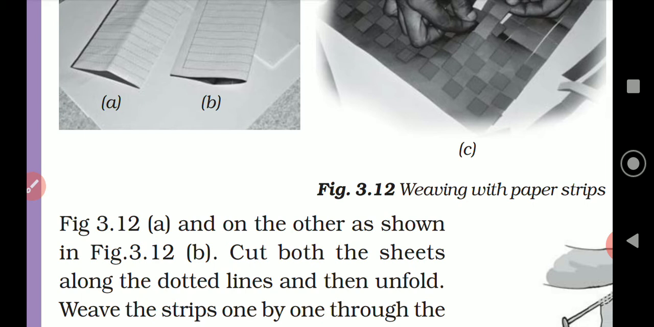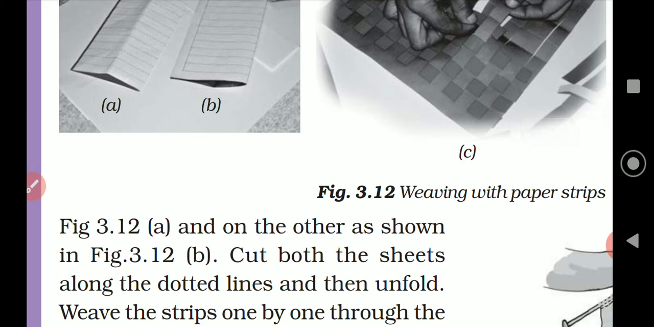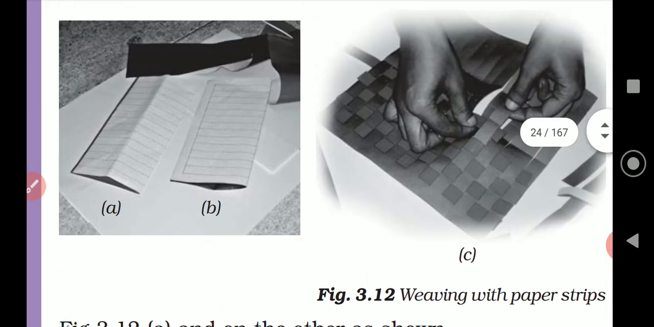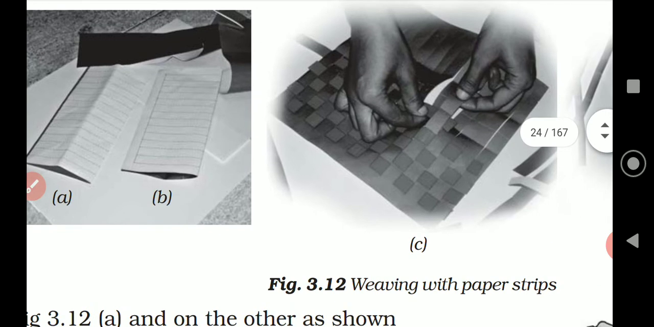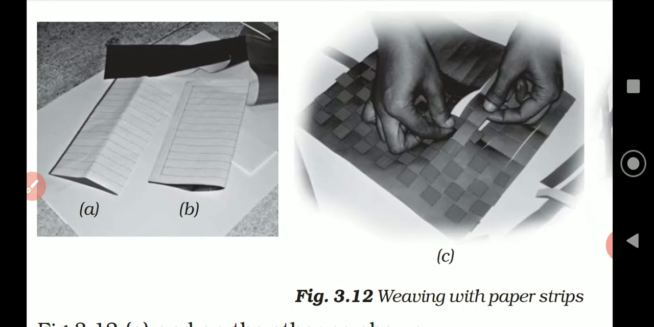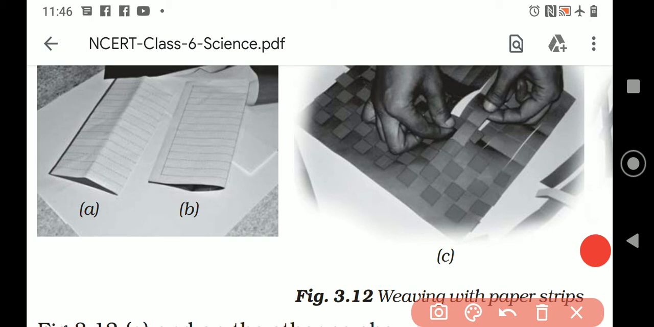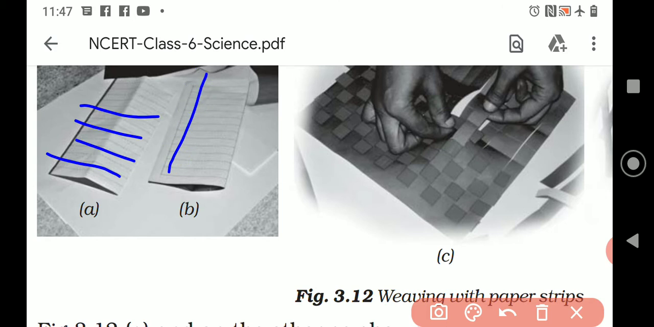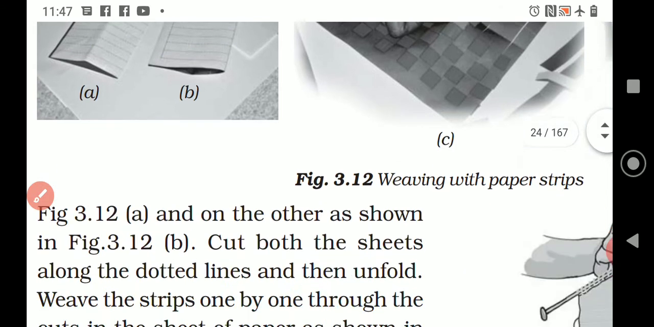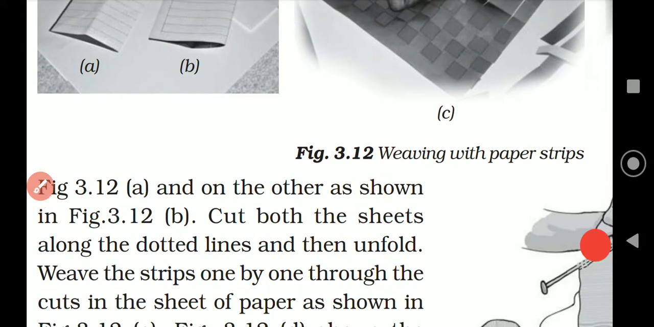Now cut both the sheets along the dotted lines. So this is the first sheet, this is the second sheet. In the first sheet you have to cut through, okay, till the end. In the second sheet you can see there is a line over here. In the second one there is a line here, so you have to be careful while cutting it. You have to cut till the end only. You don't have to cut all the way through. Cut both the sheets along the dotted lines and then unfold it.